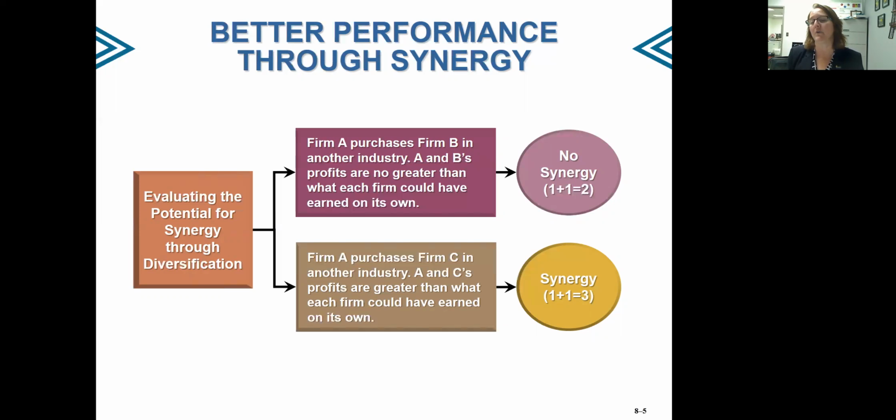But in the second scenario, Firm A purchases Firm C in another industry. A and C's profits are greater now because you can take advantage of the knowledge that you have or the products that you have or the materials, it could be the raw materials, it could be being able to buy and transport in bigger bulk. But whatever the scenario, 1 + 1 = 3 or more. So now you're going to make a better, higher profit based on the union of those 2 businesses. That's when it makes sense to diversify.